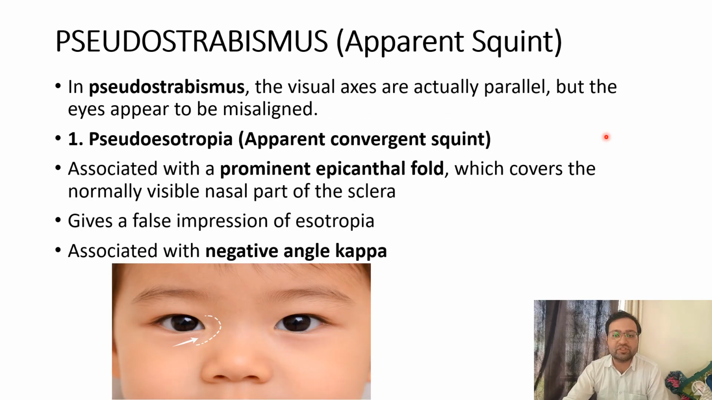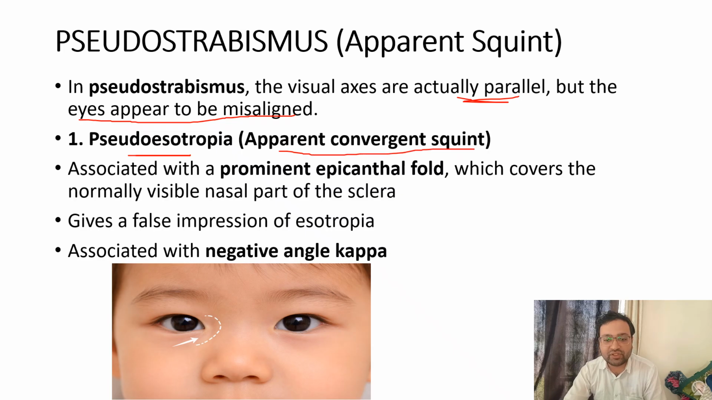Now coming on to the pseudostrabismus, that is the apparent squint. In this, the visual axes are actually parallel, but they appear to be misaligned. So in the first case, that is the pseudo-esotropia. What is pseudo-esotropia? This is an apparent convergent squint.